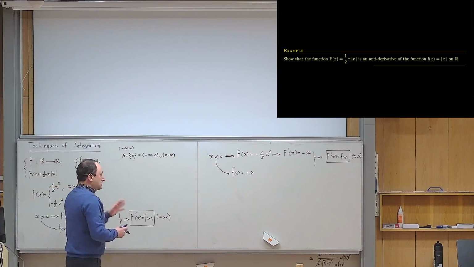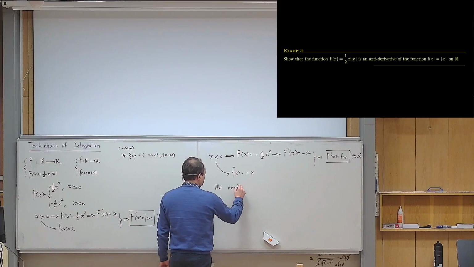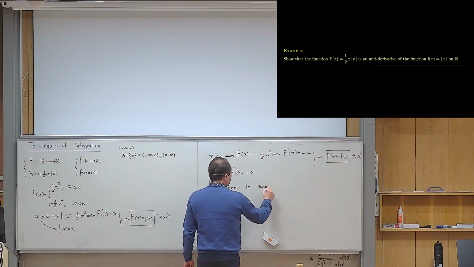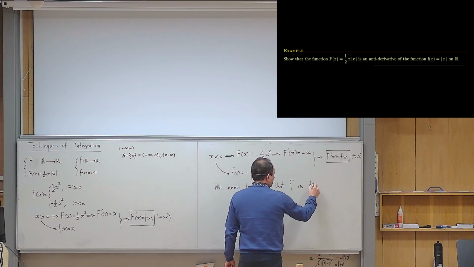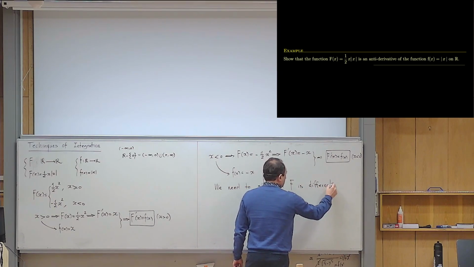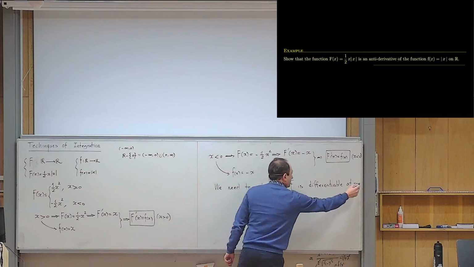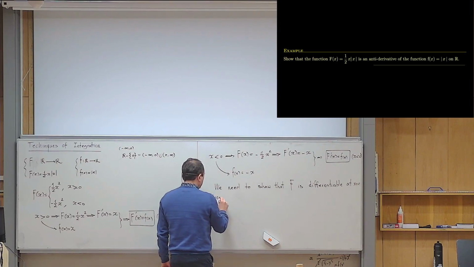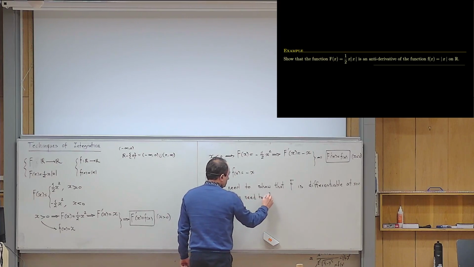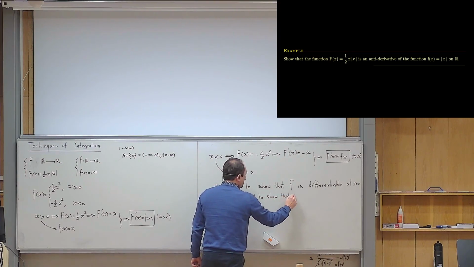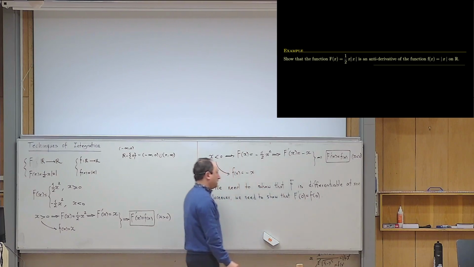So the last thing that we have to consider, we need to show that capital F is differentiable at x equals 0. Moreover, we need to show that capital F prime calculated at 0 is equal to little f calculated at 0.